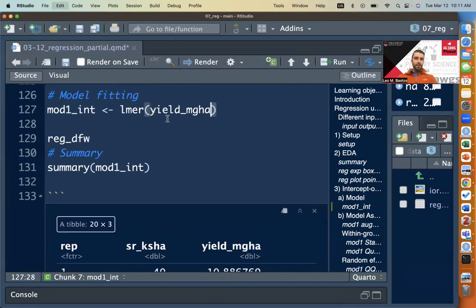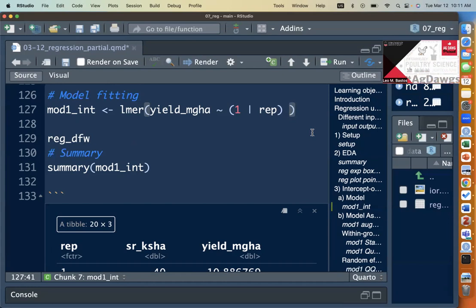So we're going to have yield in megagrams per hectare explained by, and we say that by giving the tilde. The random effect part of this model is block. So we're going to give the open and close parentheses, 1 vertical bar rep. Rep is the name of that column. And then we give it the fixed effect parts of the model.